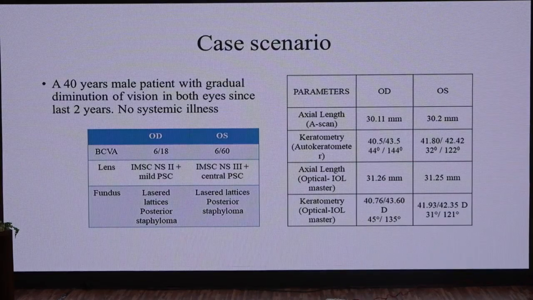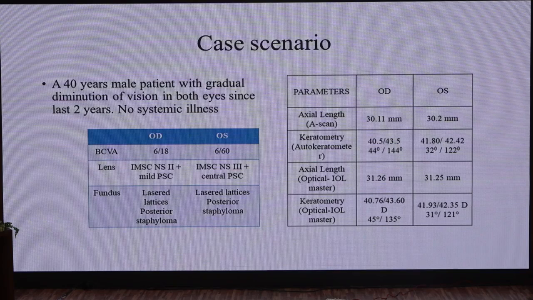Now, I'll quickly discuss one case scenario so that you understand the use of these formulae. This was a 40-year-old male who presented with gradual diminution of vision in both eyes since the past 2 years. The patient had cataract in both eyes, and the left eye has a higher grade of cataract. If you look at the axial length parameters, it is showing 30.1 millimeter in the right eye and 30.2 millimeter in the left eye. That means the patient is a high myopic patient.